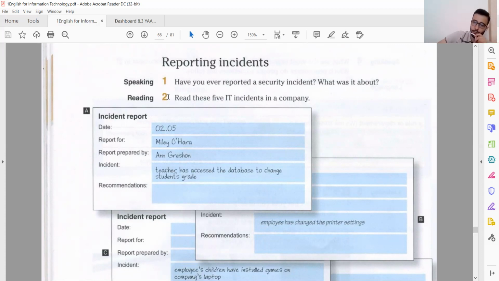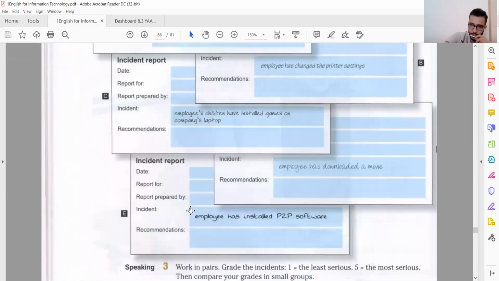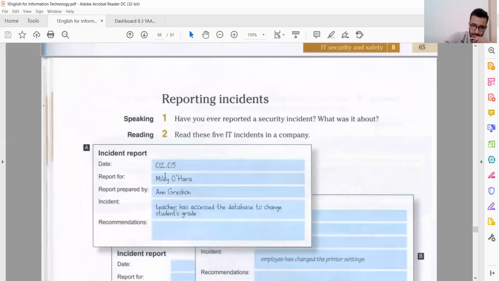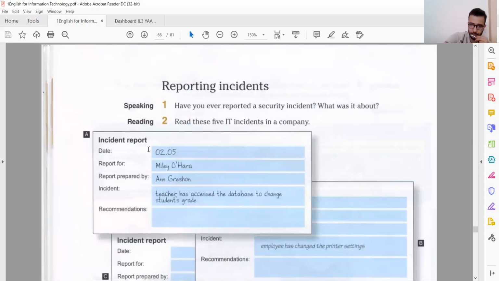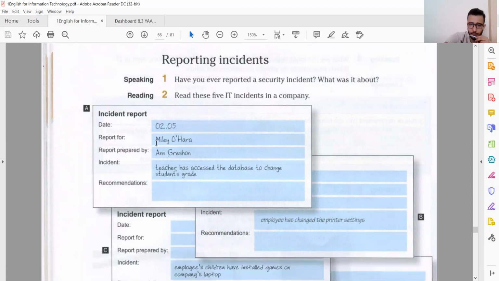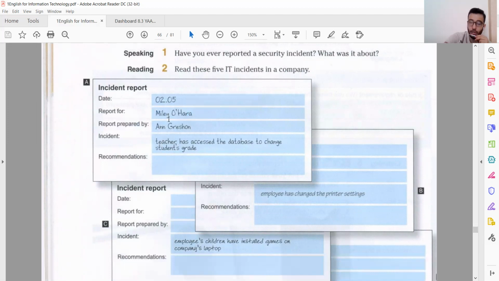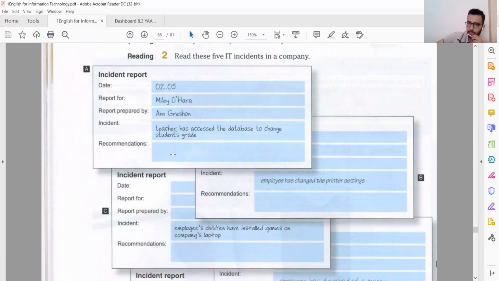Now, these are 4 incidents. Okay, 5 incidents that were reported. Now let's see. This is in the 2nd of May, or the 5th of February, not sure, from someone called Miley O'Hara. This is the IT desk or the supervisor, but by Anne Gresham. Teacher has accessed the database to change students' grade.